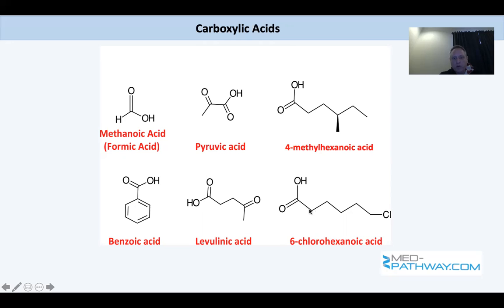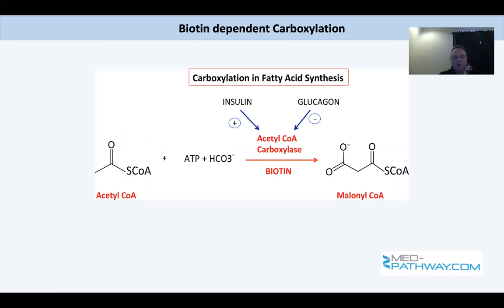6-chlorohexanoic acid, 1, 2, 3, 4, 5, 6. And there's benzoic acid and levulinic acid, which is a precursor in heme synthesis. So one very straightforward thing about carboxyl groups is the biotin cofactor, vitamin B7, actually adds carboxyl groups onto substrates. So this is the rate limiting step in fatty acid synthesis.